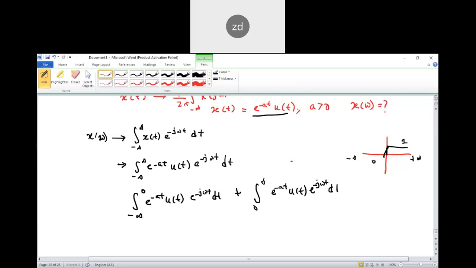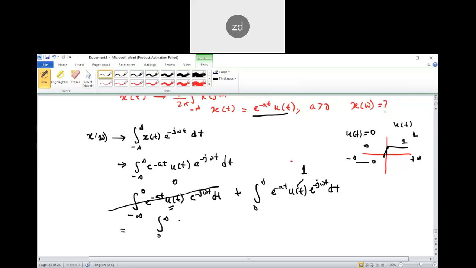Now you can see from minus infinity to 0, the function u(t) is equal to 0. Since this function is 0, this value becomes 0, so the whole signal becomes 0. Now we are only left with the integral from 0 to infinity. In this range, the value of u(t) is 1, so we can substitute it as 1.